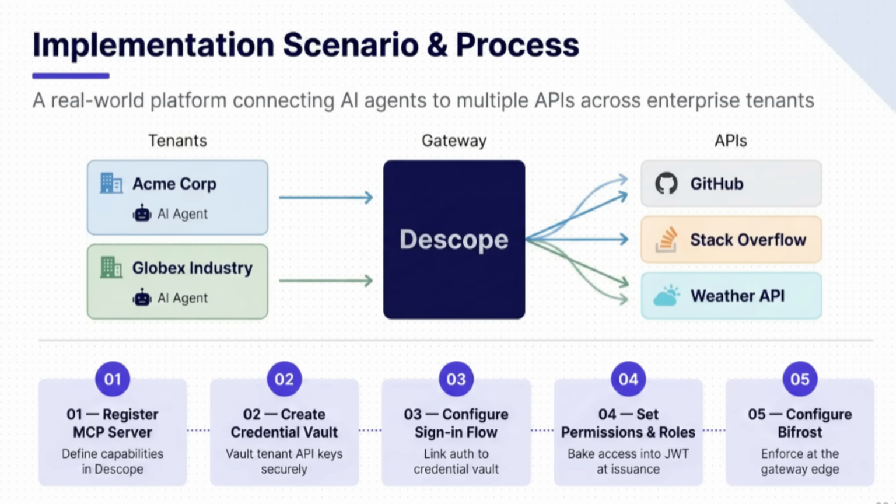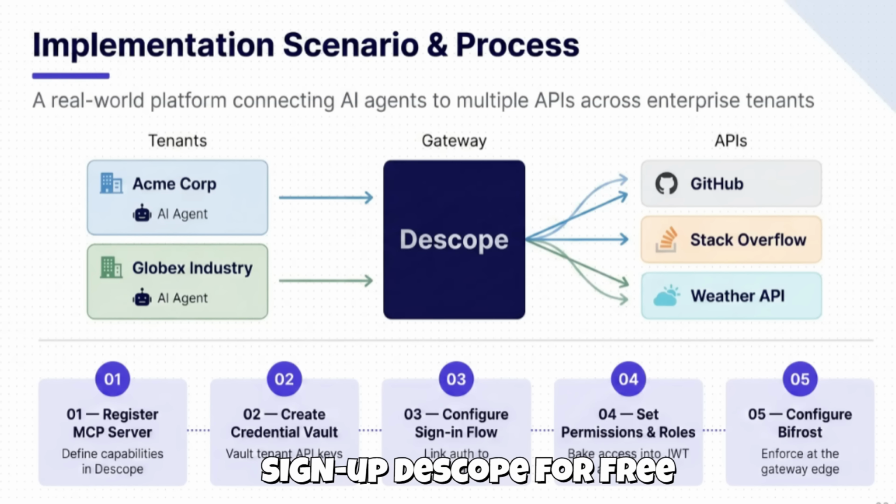Here is what we are building. We have a platform that gives AI agents access to three services: GitHub, Stack Overflow, and a weather API, all through a single MCP gateway. Two enterprise customers, Acme Corp and Globex Industry, both connect through the same gateway. Each has their own credentials for every service. The gateway needs to ensure that when Acme's agent calls a tool, it uses Acme's keys, and when Globex's does, it uses Globex's.